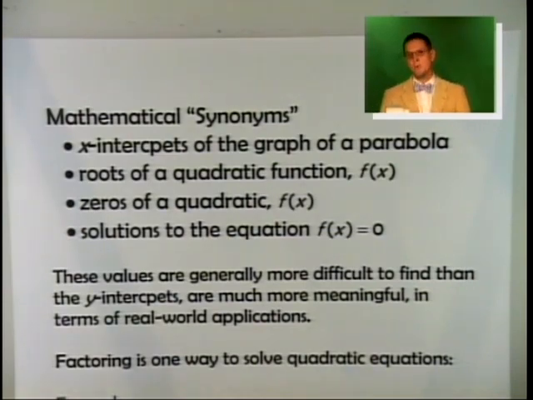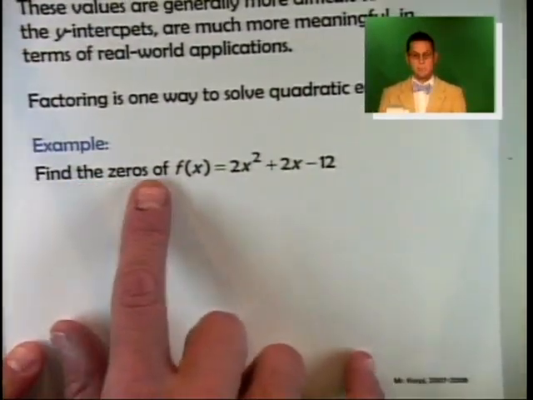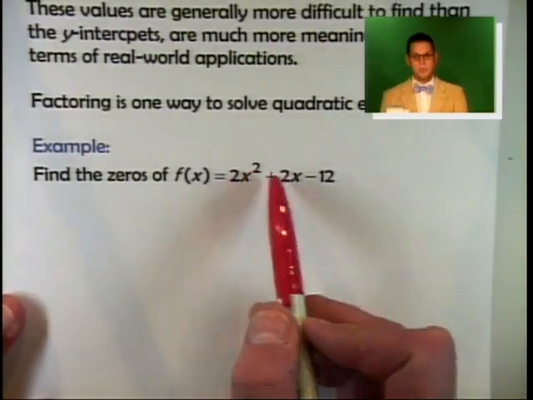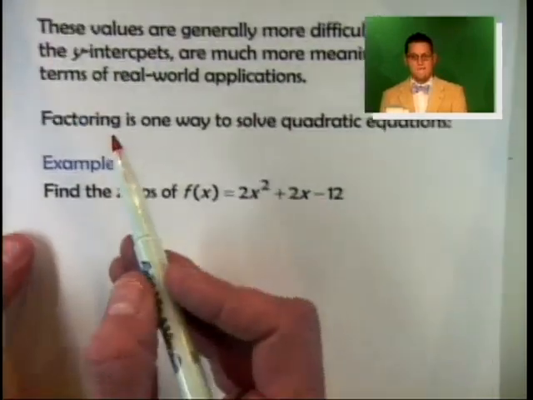I'm going to show you a couple ways how to find them. The first one we're going to look at is factoring a trinomial. That is a parabola in standard form. So what we want to do is find the x-intercepts or the zeros of this quadratic function. Now notice it's written in standard form: x squared, x to the first, and constant. So it's decreasing. We're going to do this one by factoring.